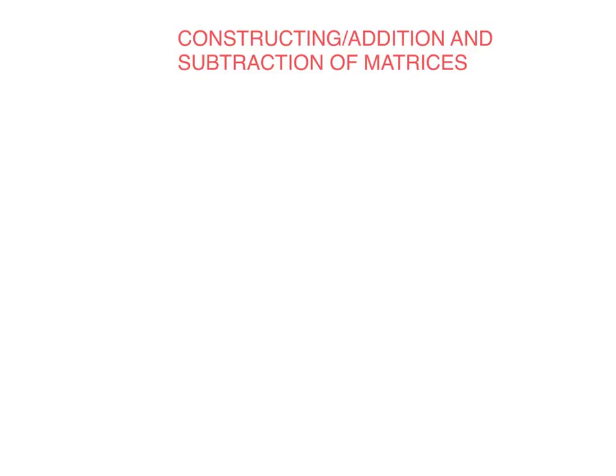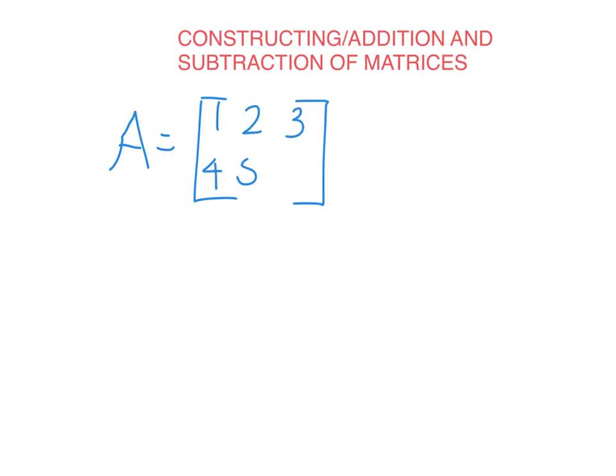Today we'll look at constructing, as well as adding and subtracting, matrices. So first we'll look at constructing matrices. You saw last time that a matrix, which we usually denote with a letter like A, is just a rectangular array of numbers. So let's say something like this. Now, each of these individual numbers is called an entry or an element.